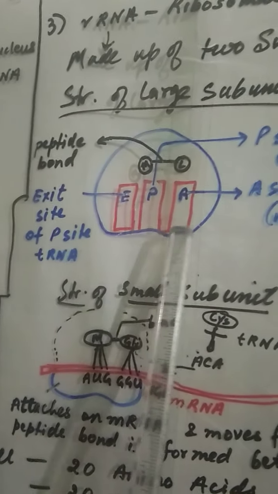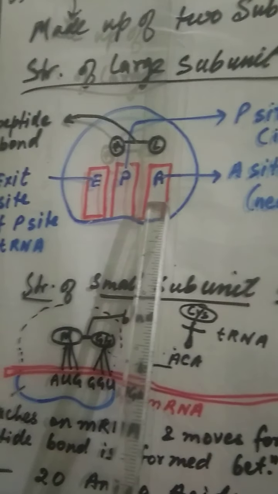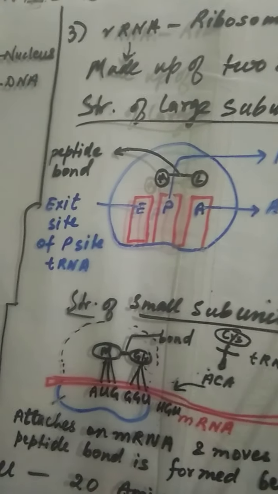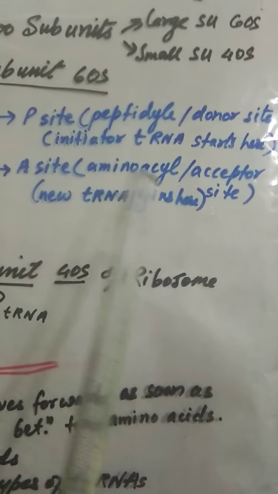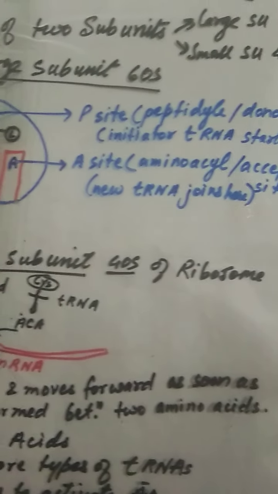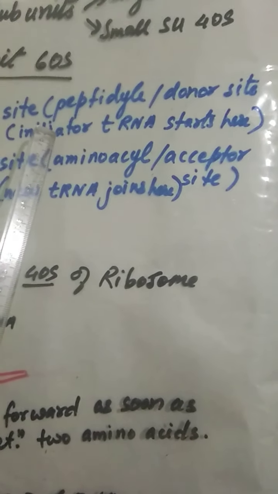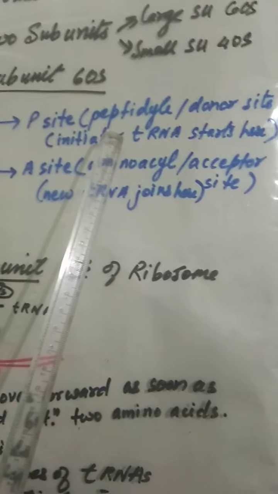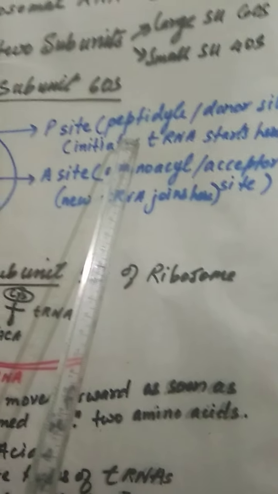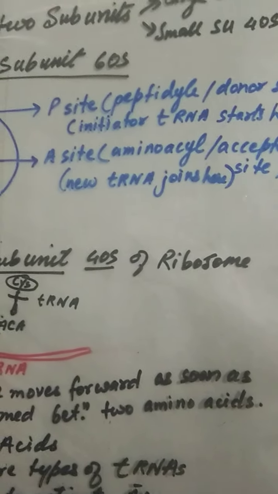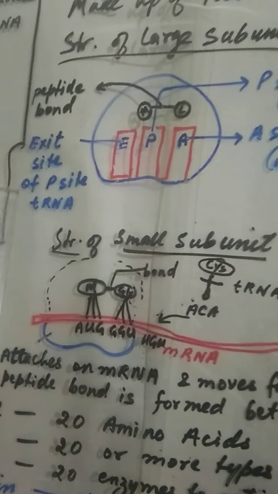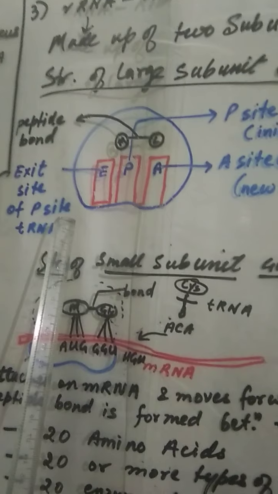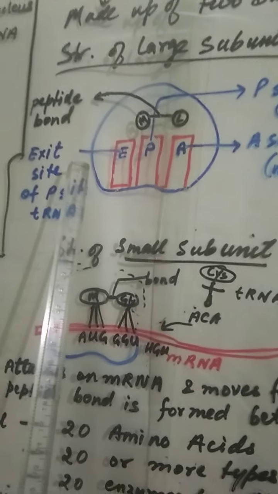Inside it there are three sites. On the right hand side is A site, which is where the new tRNA is going to join, or it is called acceptor site or aminoacyl site. Then P stands for peptidyl donor site. Here actually in the starting, initiator tRNA joins in the starting of protein synthesis. Then there is one more site called E site, which stands for exit site, which is on the left hand side of P, through which the tRNA will be moving out.